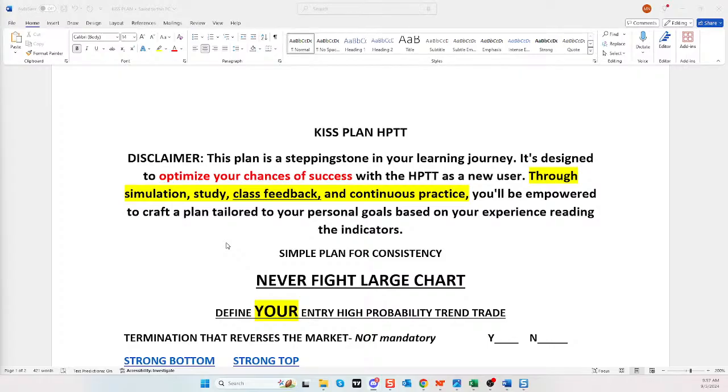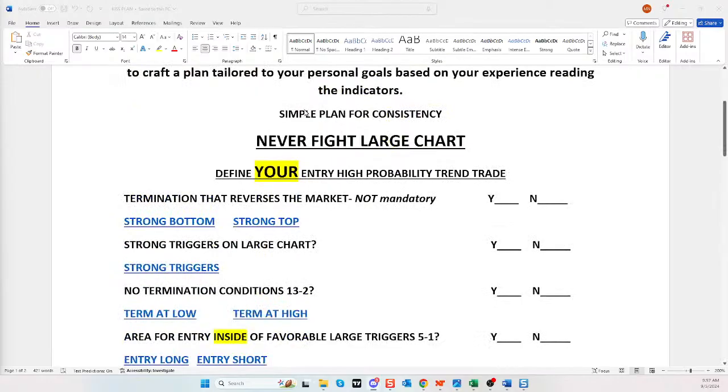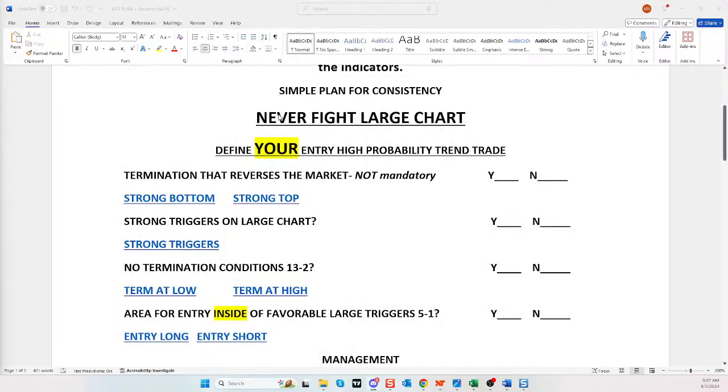And then through simulation, study, class feedback, continuous practice, guys, you're going to craft a plan tailored to your goals based on your ability to read the indicators, which means that once you begin to see things, once you start to recognize patterns, you're going to find more ways to make money with the software. You're going to find more entries. You're going to have a different management plan. But in the beginning, keep it very simple. Keep it very focused.